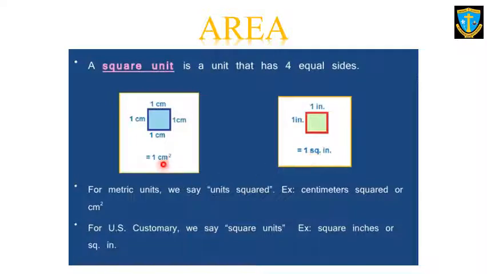The square is put as a 2 on top of the centimeter. Either way is correct. For metric units, we say units squared, for example, centimeters squared. This is how we read it: 1 centimeter squared or centimeter square. But in US customary units, in other countries, we can call it 1 square unit or square inches, or sq. in. This is the short form of square, sq., and the short form of inches is in.